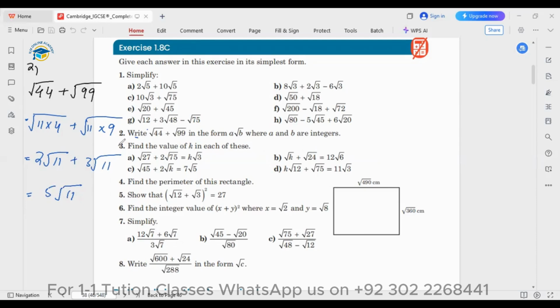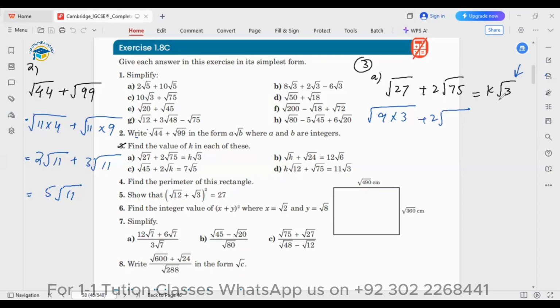Next, in part number 3, we need to find the values of k. Question number 3, part number A. Let's work on it. We have square root 27 plus 2 square root 75 equals k square root 3. So if I make the factors for these numbers, 9 3 times is basically 27. And here as well, I will be making the factor with the 3. And from the right side as well, you can carefully check the hint that we need to make these numbers as a factor of a prime number.